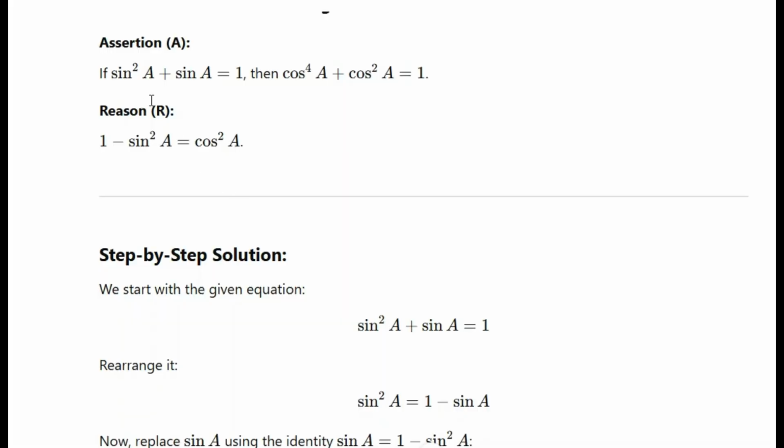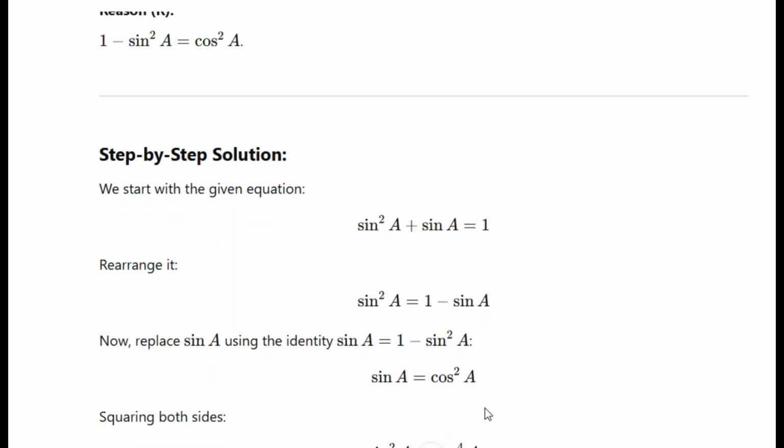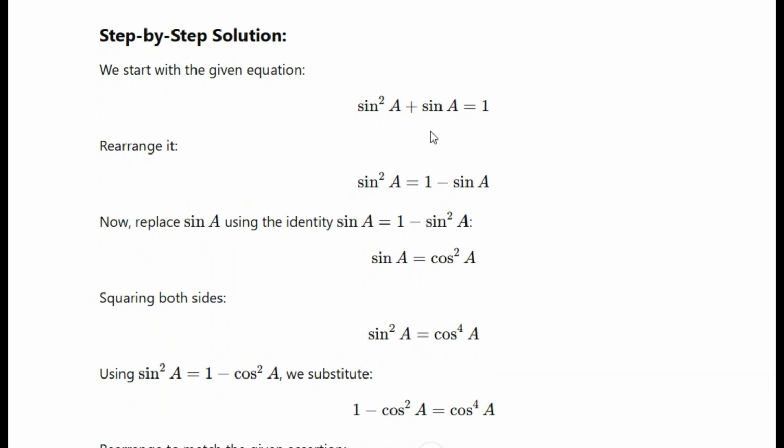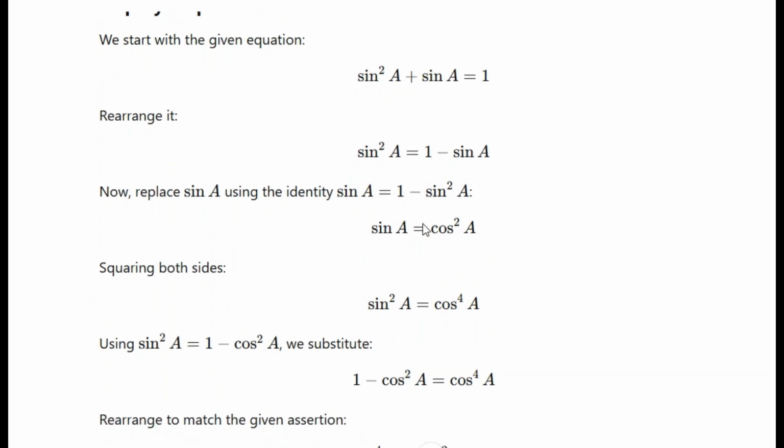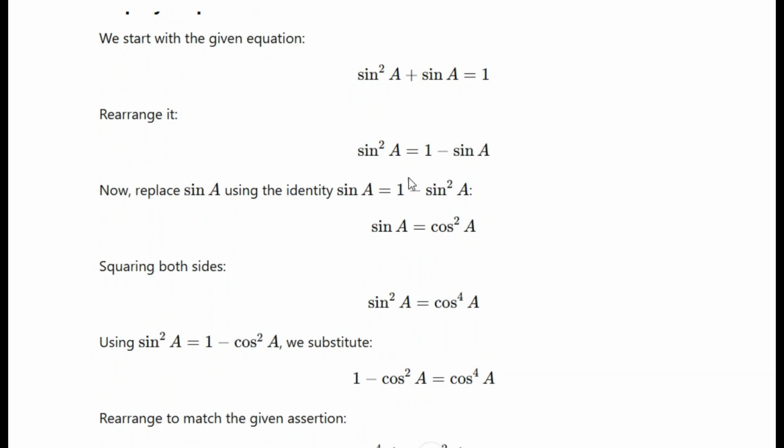See, sin square A plus sin A equal to 1, given. So sin square A equal to 1 minus sin A. Arrange this one. Now take this sin A to the left side, and take sin square A to the right side. So this is sin A equal to 1 minus sin square A.